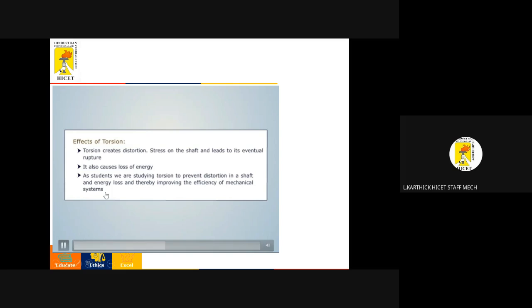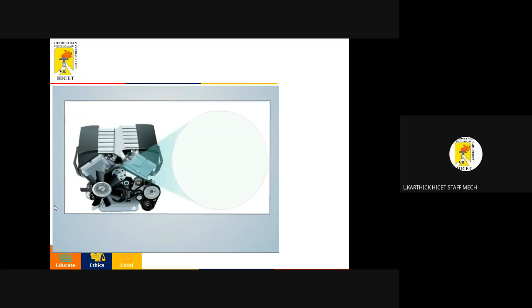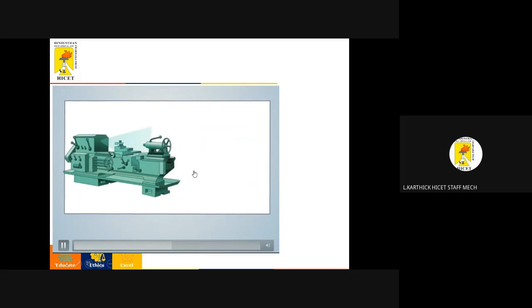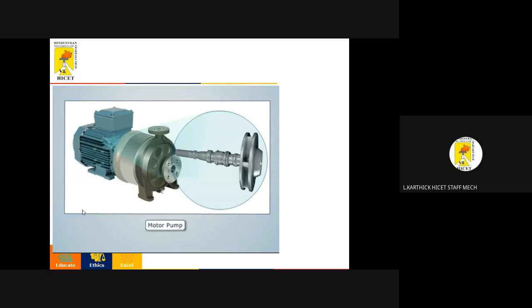Let us see some everyday examples of torsion. Initially, torsion can take place in a car engine. Look at this car engine. Here the piston starts accelerating up and down, and the crankshaft is also rotating. The crank along with the piston rotates, and the shaft is joined with the crank. So here the torsion happens. Look at this animation. The second one is the lathe machine, the workpiece holder. And the third one is the motor pump.